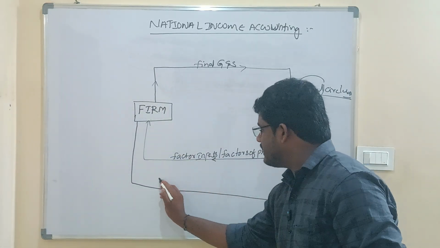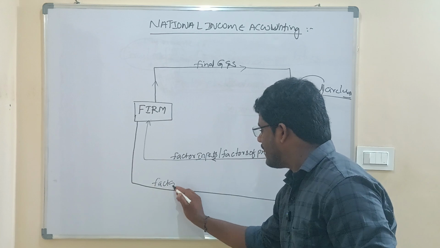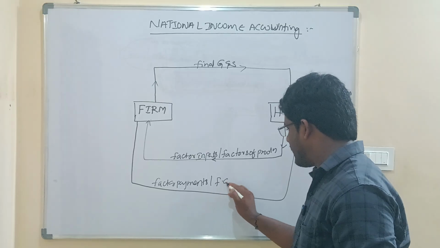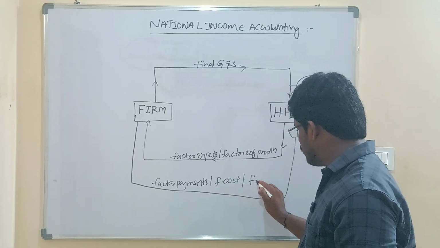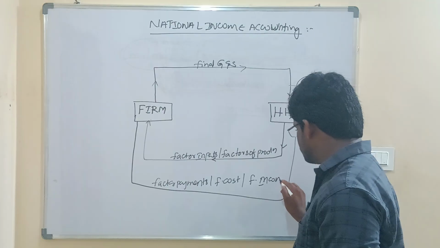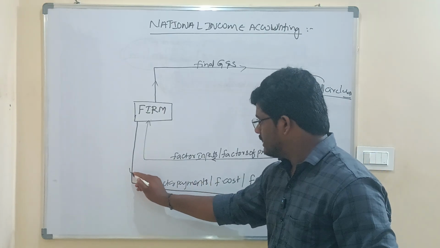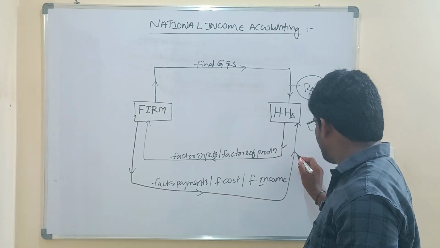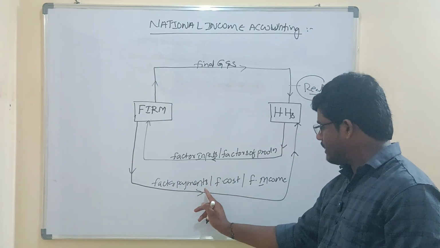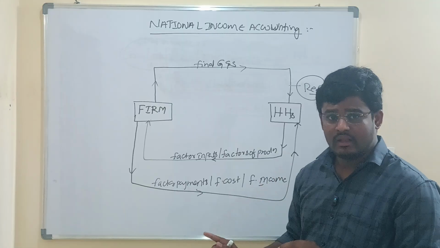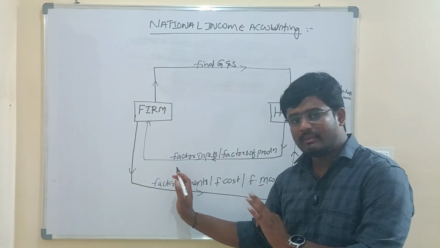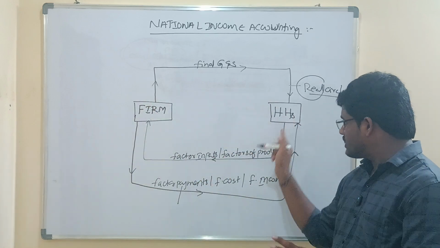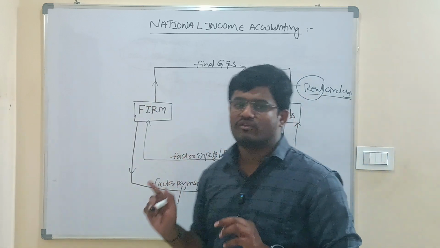Such incomes are known as factor payments. It is also known as factor cost. It is also known as factor incomes. So firms, in return for their usage of factor inputs, provide incomes to the households, which is known as factor payments or factor costs or factor income. Now what are factor payments? Factor payments means the payments made by the firm to the households for the utilization of the factors of production.